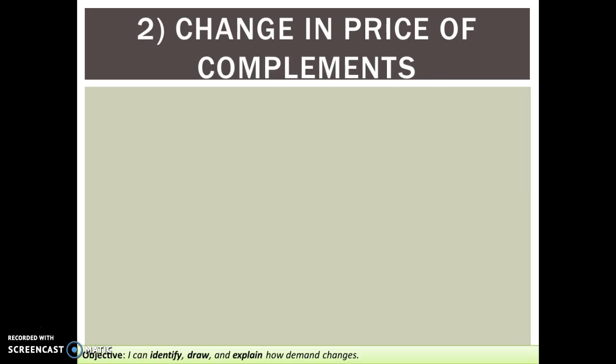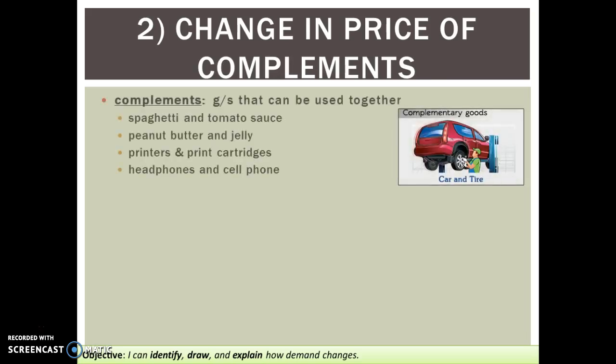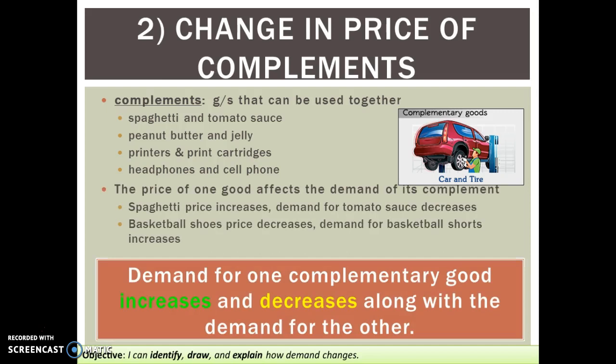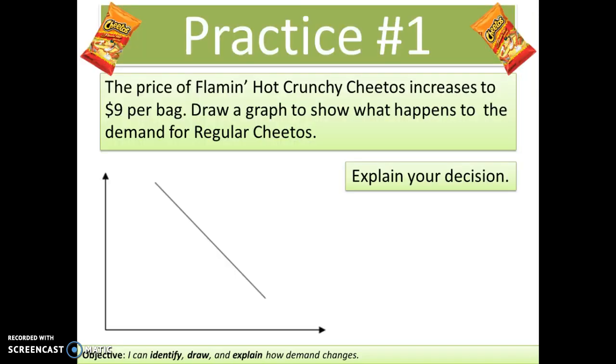A change in complements is similar, but we're talking about goods or services that are used together. So spaghetti and tomato sauce, you buy them both together, you don't buy one or the other one. And so if there's a change in the price of one, it affects the demand for the other one. And likewise, take note of this, and we'll look at some examples and graphs in a moment.